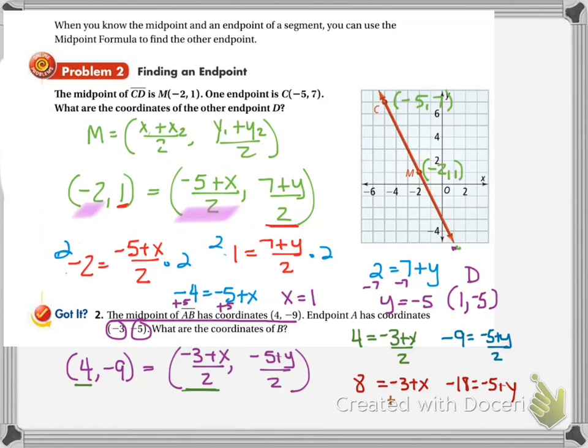So we'd have to add 3. So x is going to equal 11. And for the y, we're going to have to add 5 to both sides. So negative 13 equals y. So what are the coordinates of B? B is going to be the point 11, negative 13.